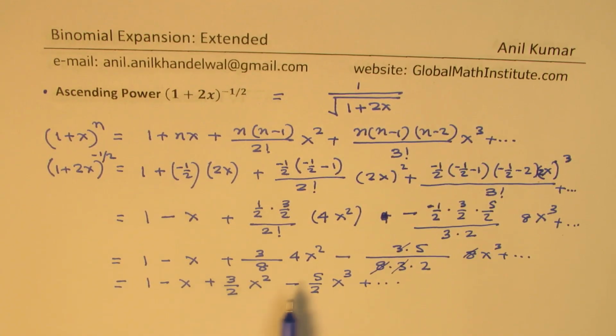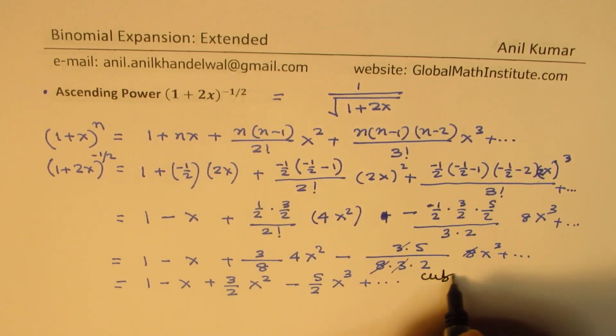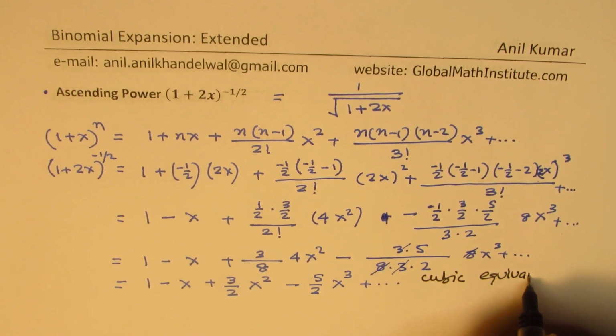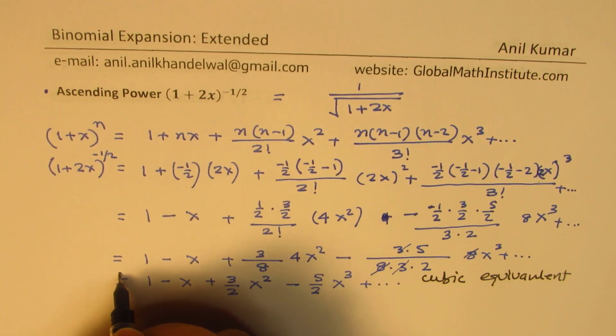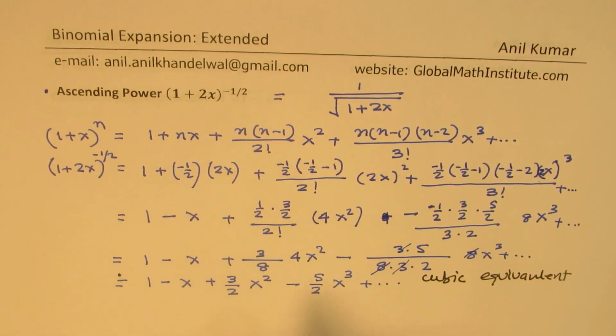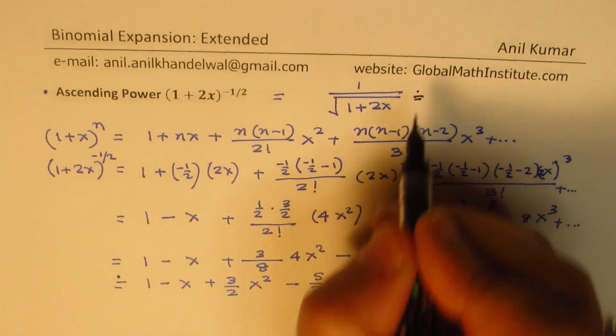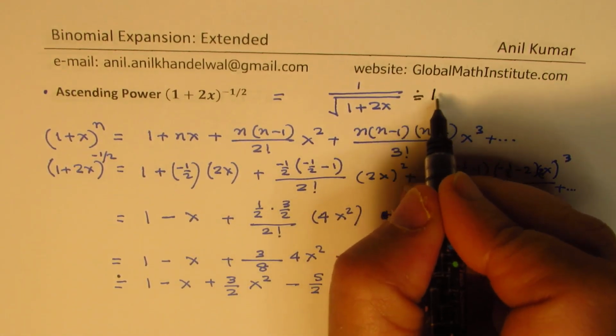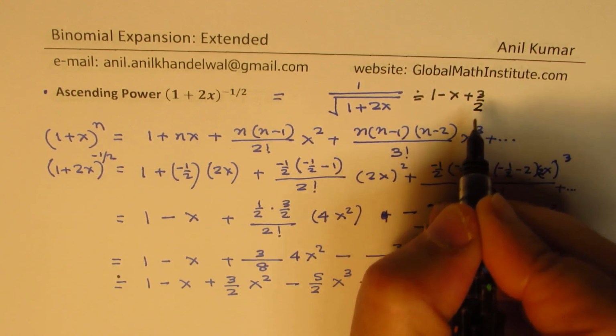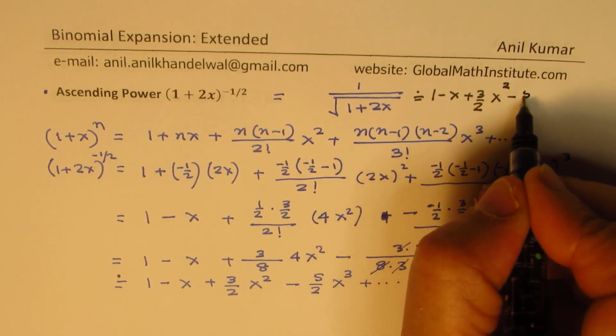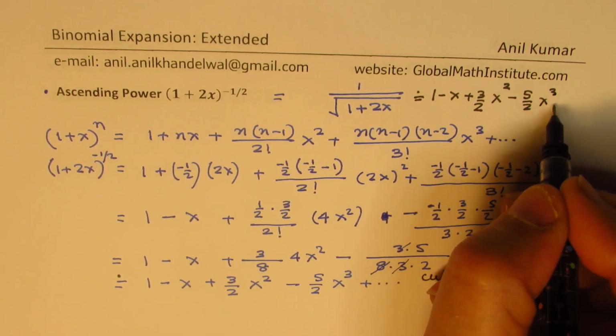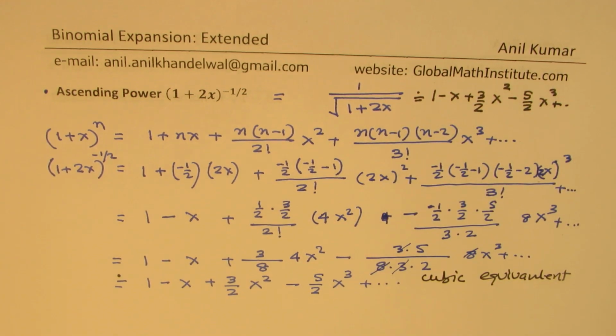So we could actually write this as a cubic equation. Do you see that part? So that becomes a cubic equivalent of our radical function approximately. Does it make sense to you? So that is how we could actually write this. So this expression is now equal to 1 minus x plus 3 by 2 x squared minus 5 by 2 x cubed, right? So plus so on, but these are your significant terms which could help you to evaluate the value of 1 plus 2x to the power of minus half without calculator. Do you see that part?